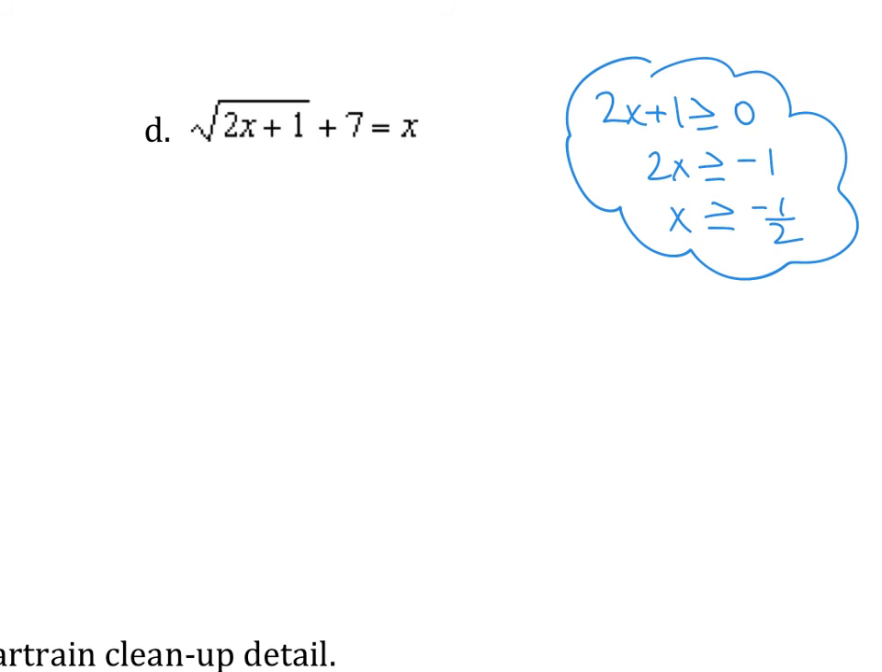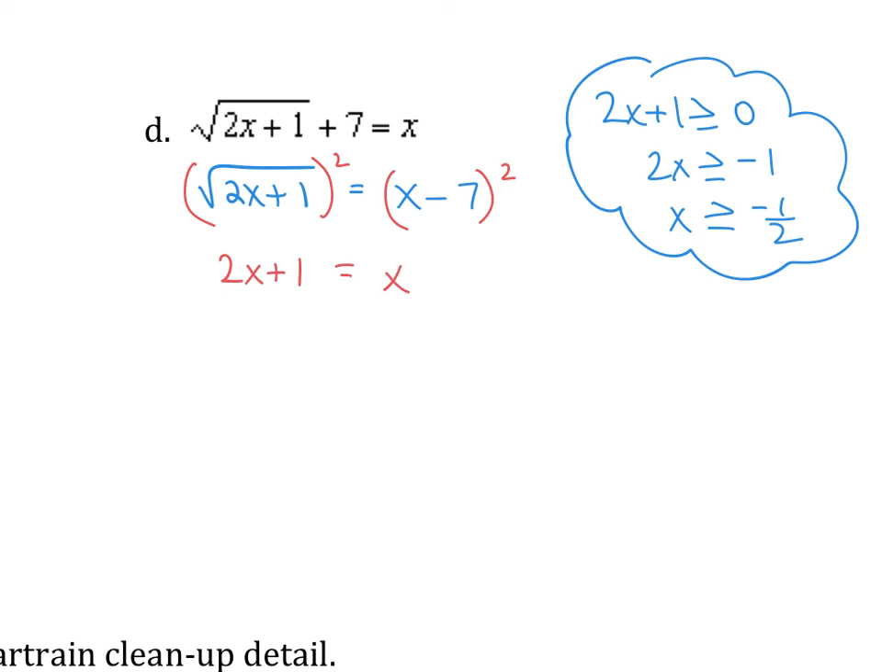Now looking at this problem, you only have one radical, but we have that 7 there. We want to move that to the other side because our goal is to isolate that radical if possible, and we can do it by subtracting 7. So now when I square it, it's a little bit nicer than having to square it with the +7 because you would have had to FOIL that. On the right side though, you are going to have to FOIL. When I FOIL that, I get x squared minus 14x plus 49.